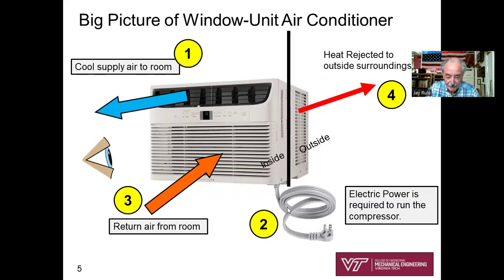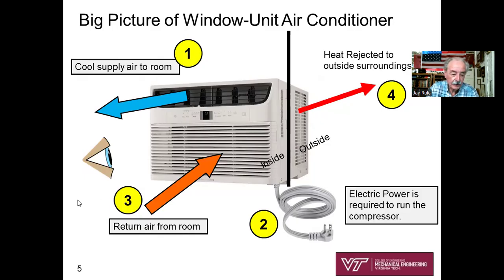I see an electric power cord coming out of this window unit, and I've got to plug it into the wall for it to work. So another thing to observe is electric power is required to run the compressor part of this window air unit that's somewhere in this box.